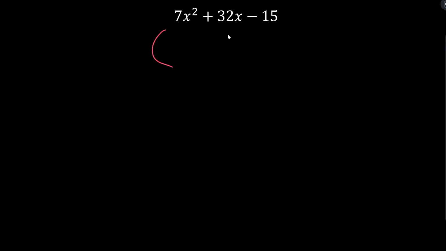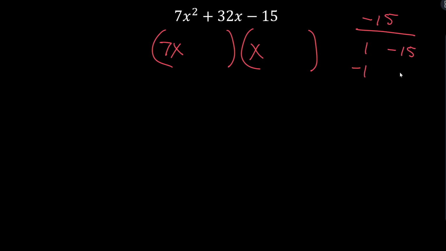So again, we can start with our parentheses here. And since I have this nice prime 7 as the leading coefficient, I can go ahead and fill in 7x and x. Those are the only two possibilities. And now for these constant terms inside our binomials, I need them to multiply together to be negative 15. So that means we can have 1 and negative 15. We could have negative 1 and 15. We could have, let's see, 3 and negative 5. And we could have negative 3 and positive 5.